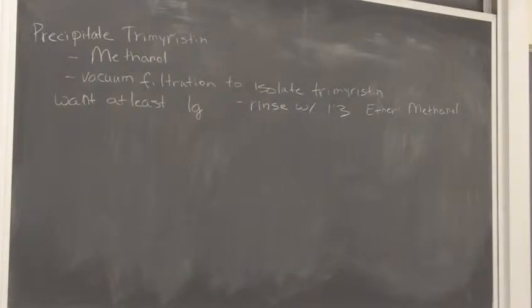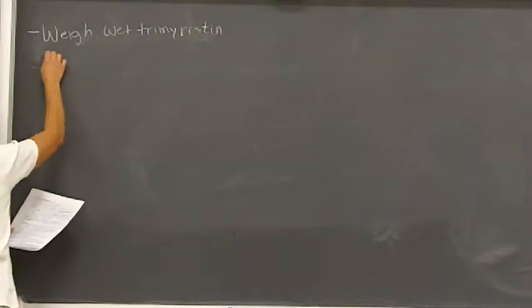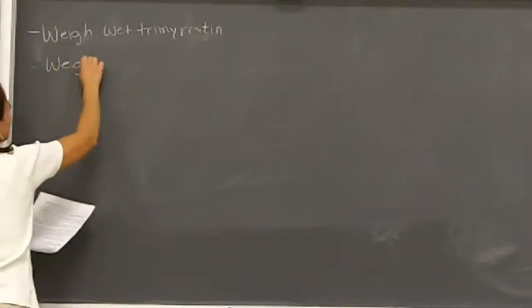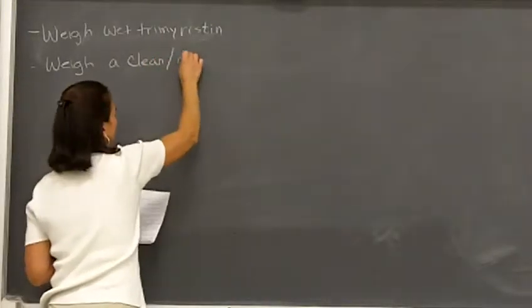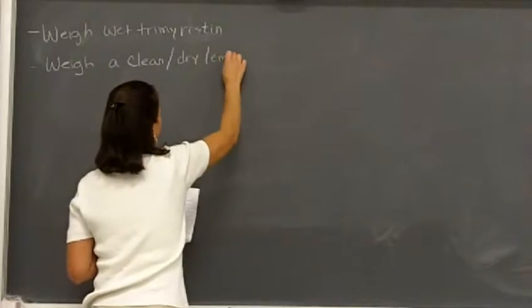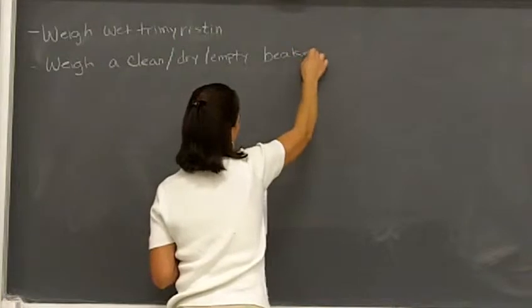You're going to first weigh all of your wet trimyristin. So know how much total wet trimyristin you have. Okay, so you want a little over 1 gram at this point. Then you're going to weigh a clean, dry, empty beaker, too. And it can be a small one, okay? Like your 30 milliliter or 50 milliliter beaker, okay?